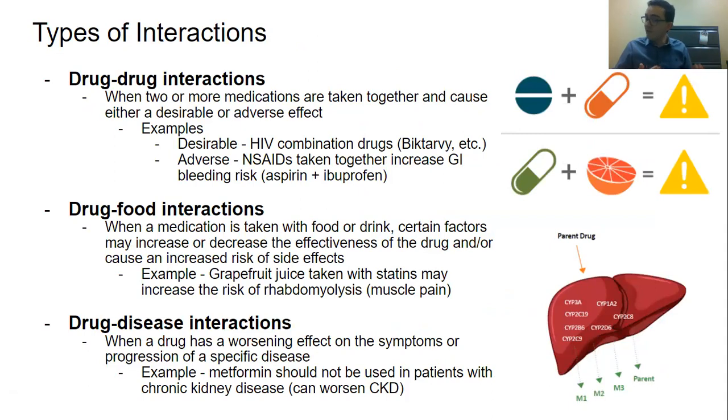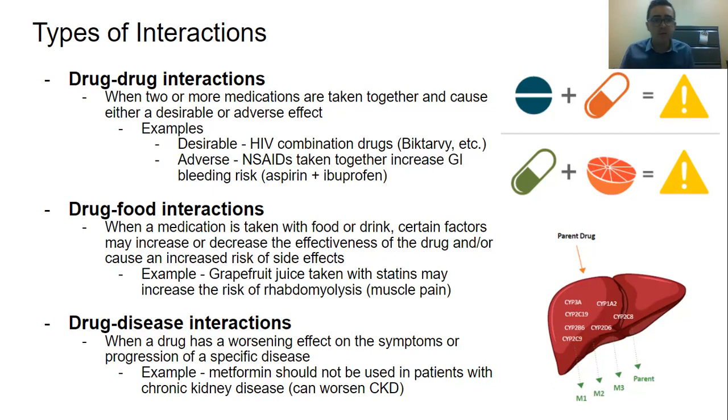Now, inhibition or induction can cause a number of what are called interactions. These can be drug-drug interactions, drug-food interactions, or drug-disease interactions. Drug-drug interactions are what we will spend the majority of time talking about. They occur when two or more medications are taken together and cause a desirable or adverse effect. Now, one might think, well, we're always checking for drug interactions, but drug interactions can actually be desirable.